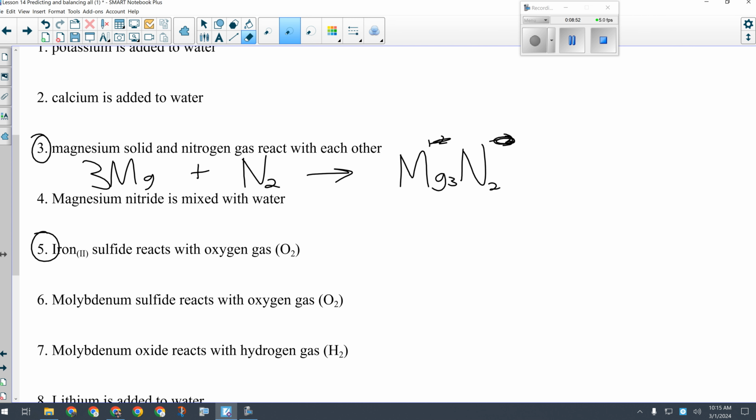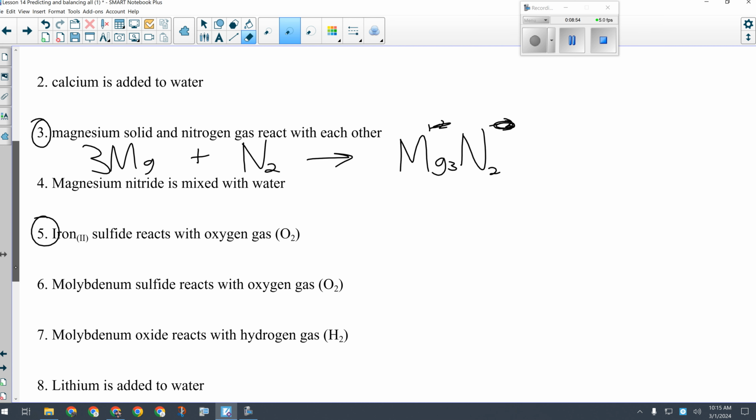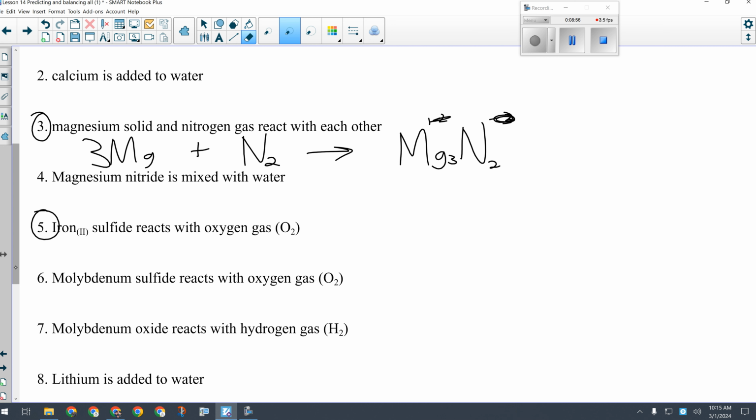All right. Now, for iron(II) sulfide, what does the Roman numeral tell me? The charge. So iron with the 2+ charge is with sulfur with the 2- charge. So when I drop and swap that, it's just 1 and 1.